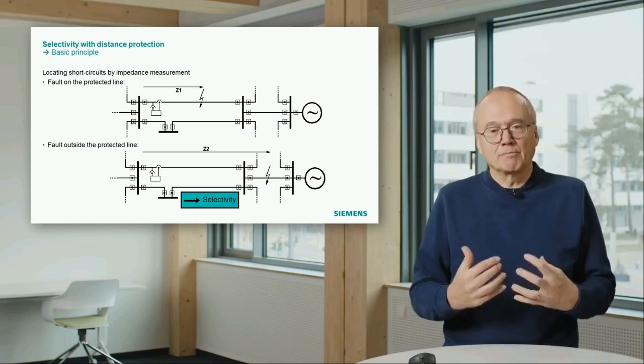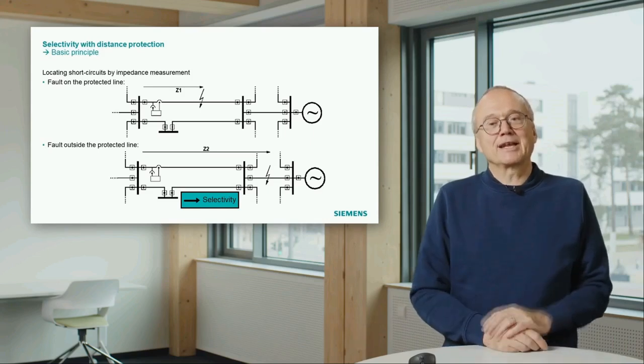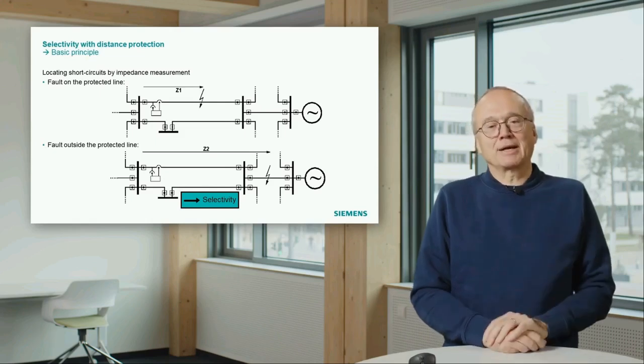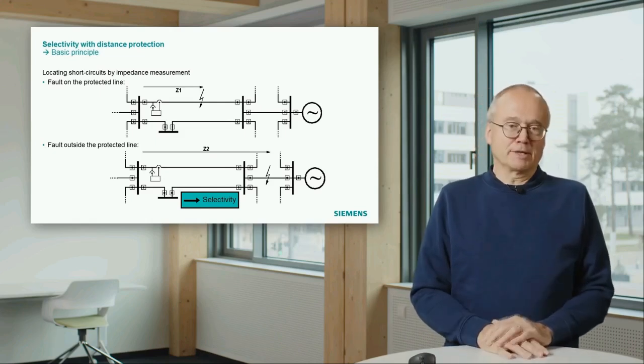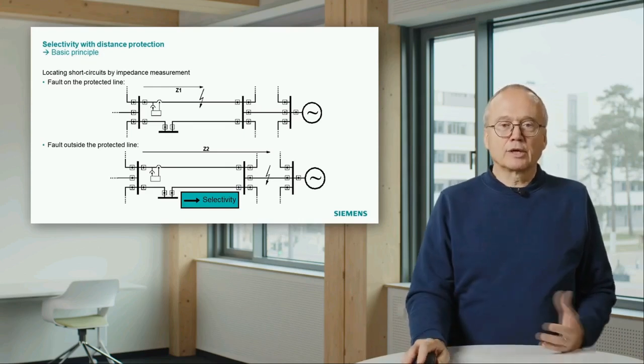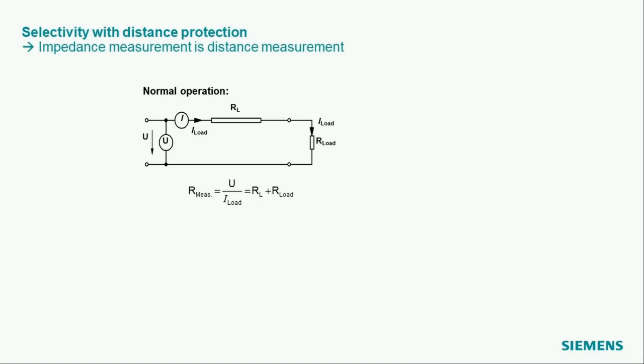So from the measurement principle, it is selective, but there is a but, and to understand this but, we have to go a little bit into the details. First of all, I would like to look a little bit more into this measurement. What does this measurement mean? As a first approach, I make a very simple replica of the line. I just represent the line by resistance. I know that's not true, but to understand the principle, it's a good way.